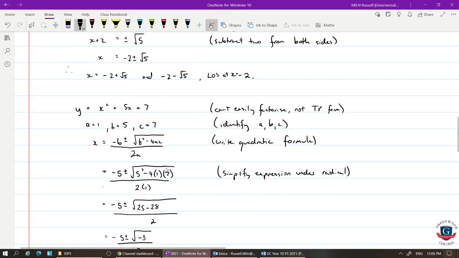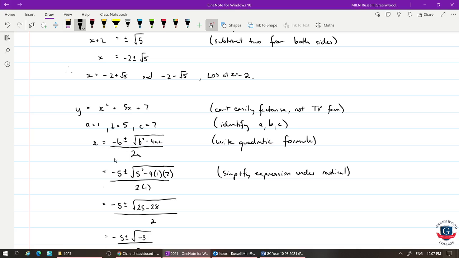Now, this isn't easily factorizable. There are no factors of 7 that add to 5. So we look to see, is it in turning point form? No, it's not. That's standard form. So we're going to use the quadratic formula. If you haven't seen the quadratic formula, we're going to see it in a sec. It looks very complicated. It's messy to use, but it's not difficult. The first step is to find a, b, and c. A will be 1, b will be 5, c will be 7. Write out the quadratic formula: x equals -b plus or minus the square root of b squared take 4ac, all over 2a.